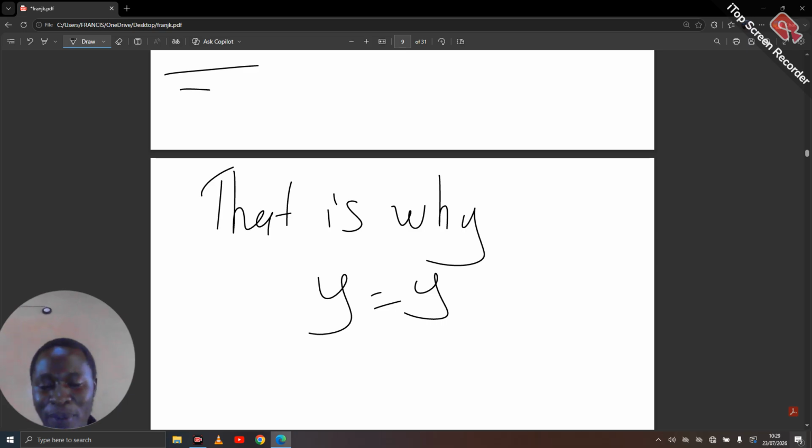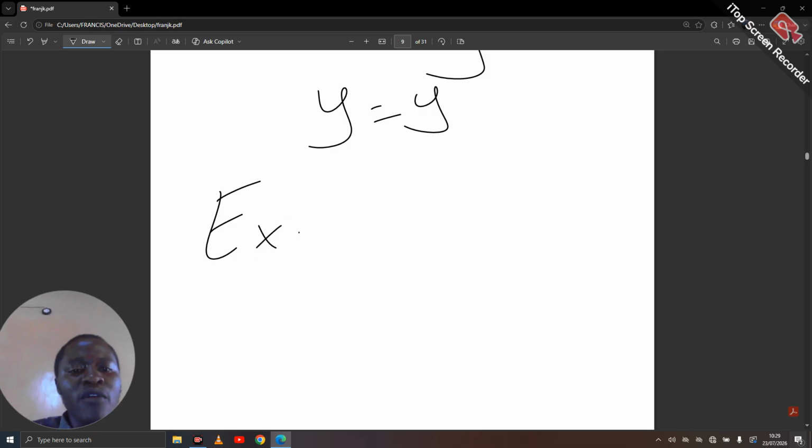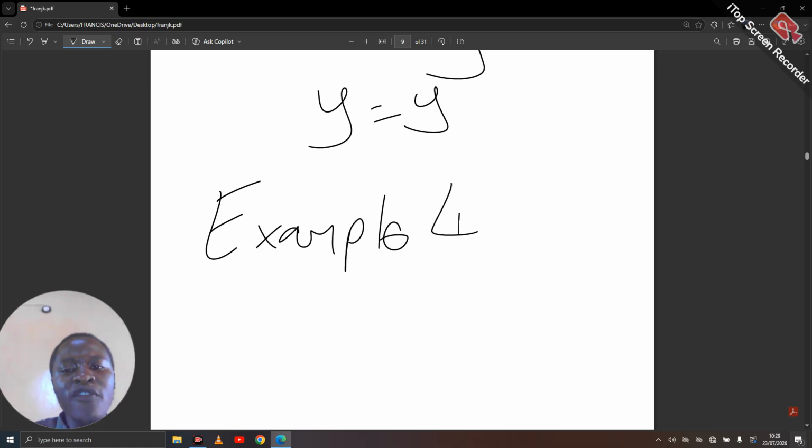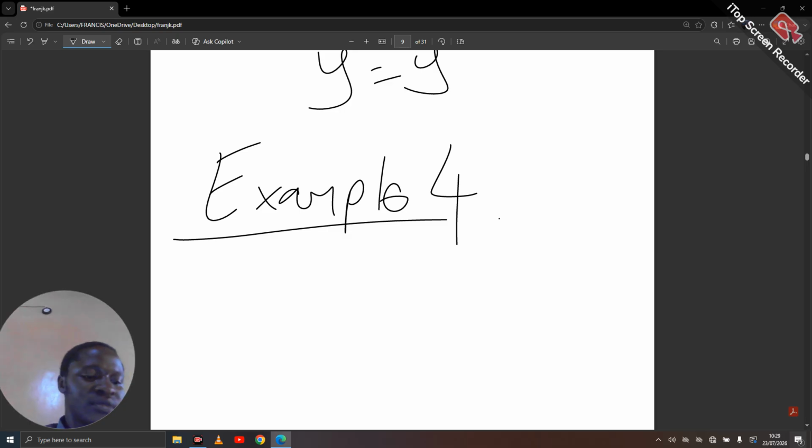Let us look at the last part of this diagrammatic integration. Example 4. Now listen. I want you to listen. This act of subtracting a function or a line from a line or a function is usually to calculate the area of the unshaded region. You will understand if you stick with me, if you follow me, and if you pay attention.